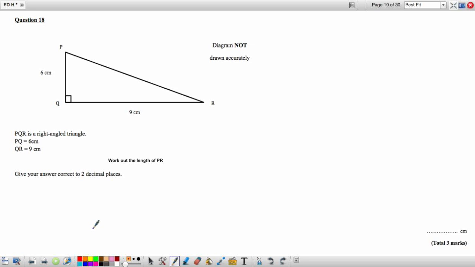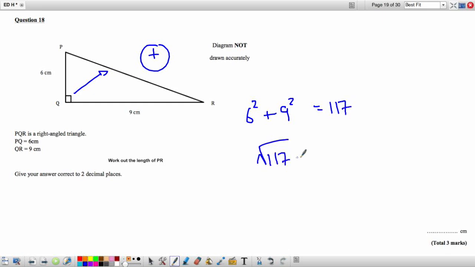Question 18. Work out the length of PR. Here we have a right angle triangle. The length PR is found using Pythagoras with addition. So we will take our sides, 6 squared and 9 squared. The two sides, 6 squared and 9 squared, added together give us 117. Square rooting 117 will give us 10.81665383. Corrected to 2 decimal places, we're looking here at the 6. This means it's a large number, therefore we round up, 10.82.